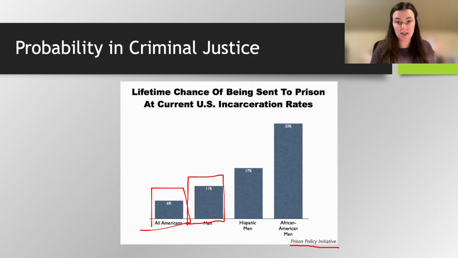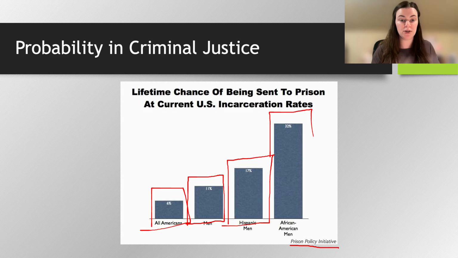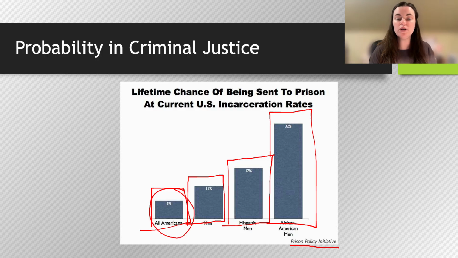Now we can disaggregate this by not only gender, but race as well. We see a 17% chance for Hispanic men of being sent to prison and a 32% chance of African American men. And so that's something that we can use probabilities and percentages to be able to communicate to a reader of not only how incarceration affects all Americans, but also specific subgroups as well.